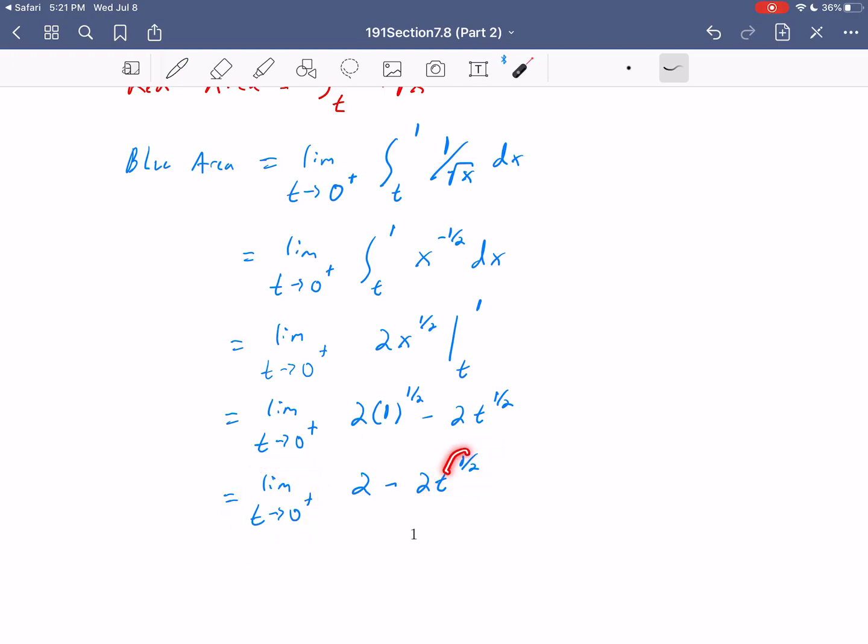So now we want to apply this limit. Notice that this makes sense because t going to 0 from the plus side means that t is just barely positive, so we can apply that square root. Square rooting something really close to 0 is also going to give us something very close to 0. So this is going to go to 2 because as t approaches 0 from the right-hand side, t to the 1/2 also approaches 0. So we get a value of 2, which means we did find a finite area.